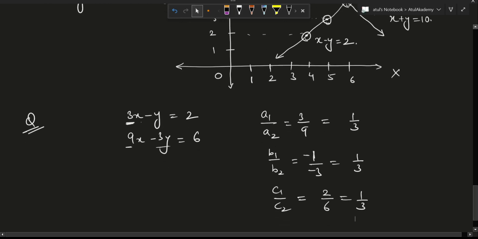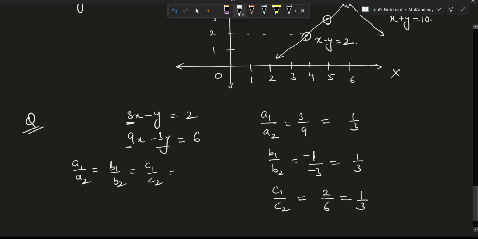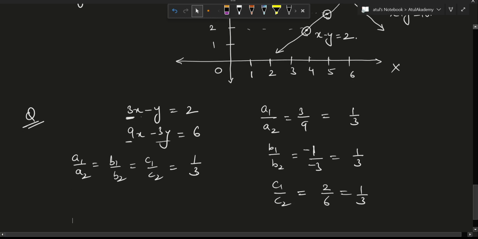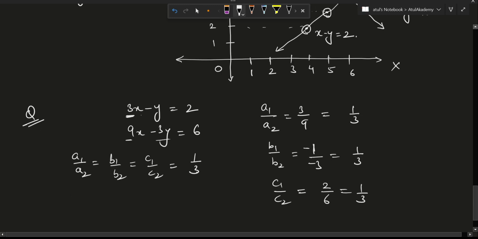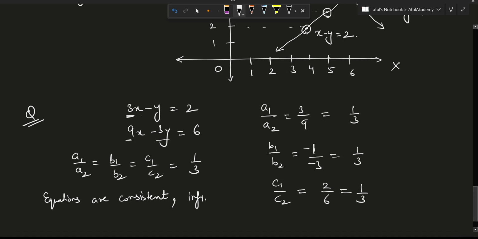So now you see here a1 by a2, b1 by b2, c1 by c2, all are coming to be 1 by 3. So whenever by seeing an equation only you find that a1 by a2 equals b1 by b2 equals c1 by c2, then the two equations are consistent but have infinitely many solutions. They won't have any single solution.